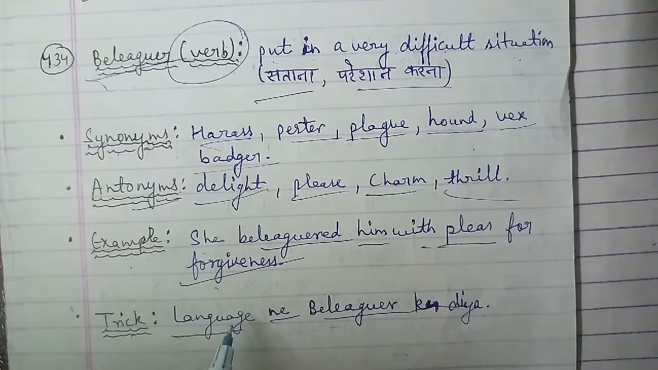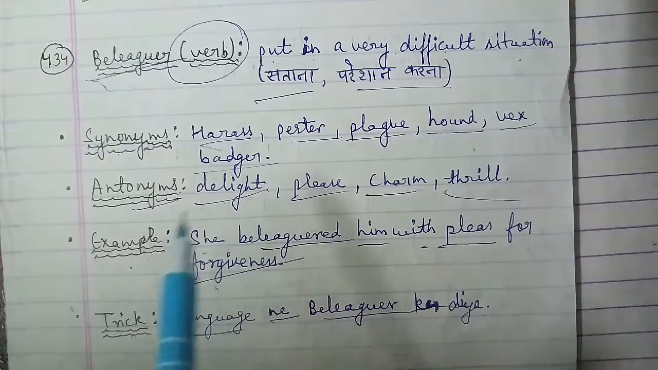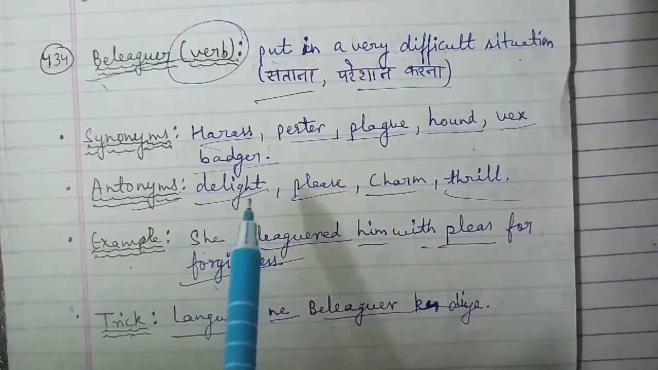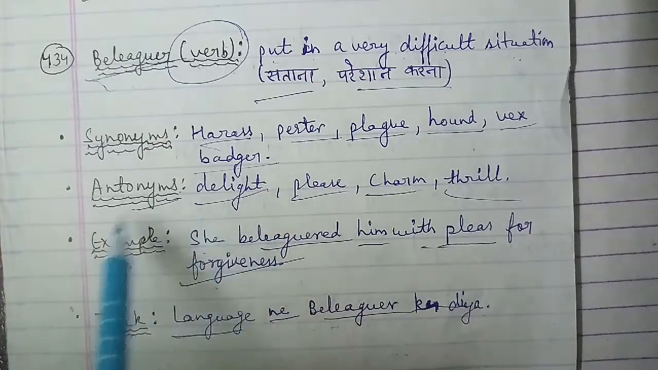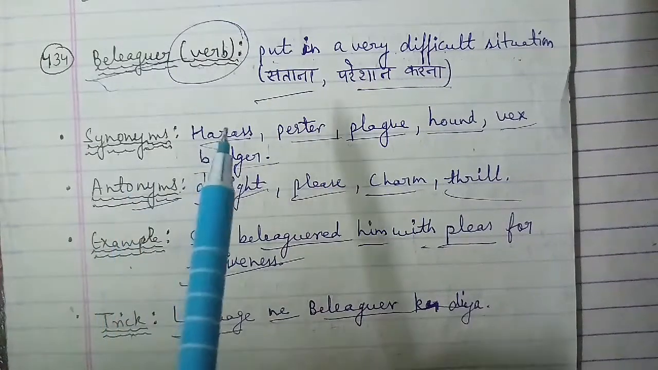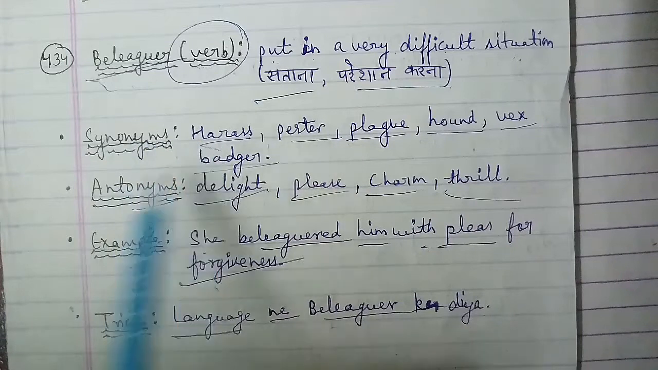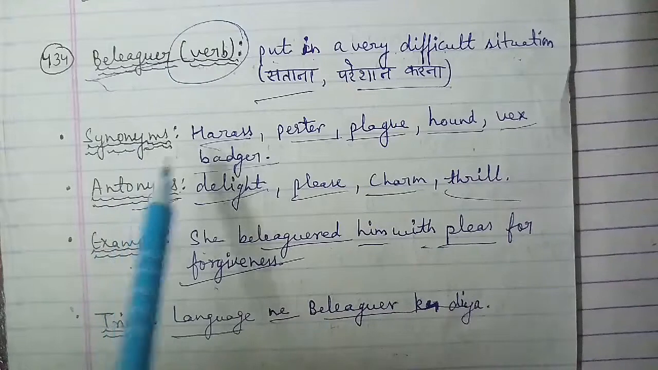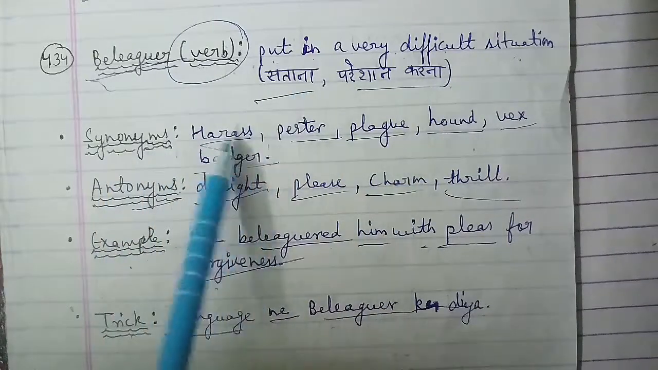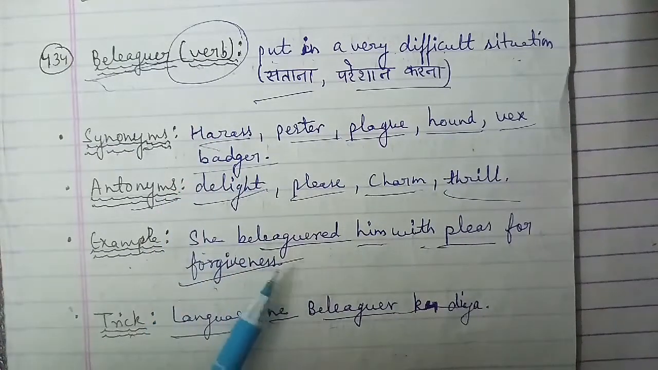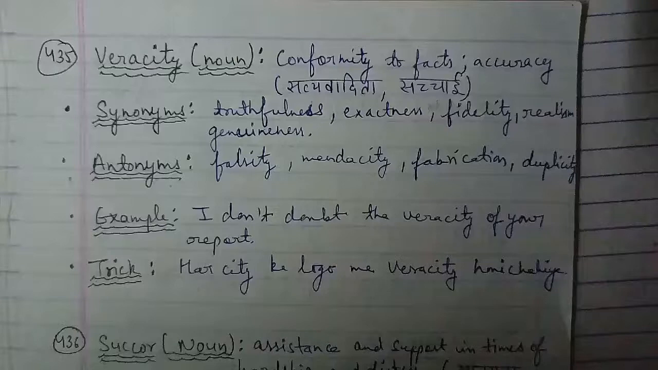The synonyms of veracity are truthfulness, exactness, fidelity, realism, and genuineness. These were the synonyms of veracity, where you can use the word satyavadita or sachai. The antonyms of veracity are falsity, mendacity, fabrication, duplicity. These were the antonyms of veracity. Now, talking about the examples of veracity: I don't doubt the veracity of your report. This is, मैं आपकी सच्चाई पे कोई डाउट नहीं करता, आपने जो रिपोर्ट दी है.